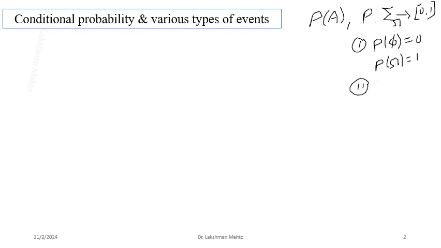Then if you are taking any proper event, the probability of a proper event falls between 0 and 1. That means it is taking value in the open interval 0 to 1.